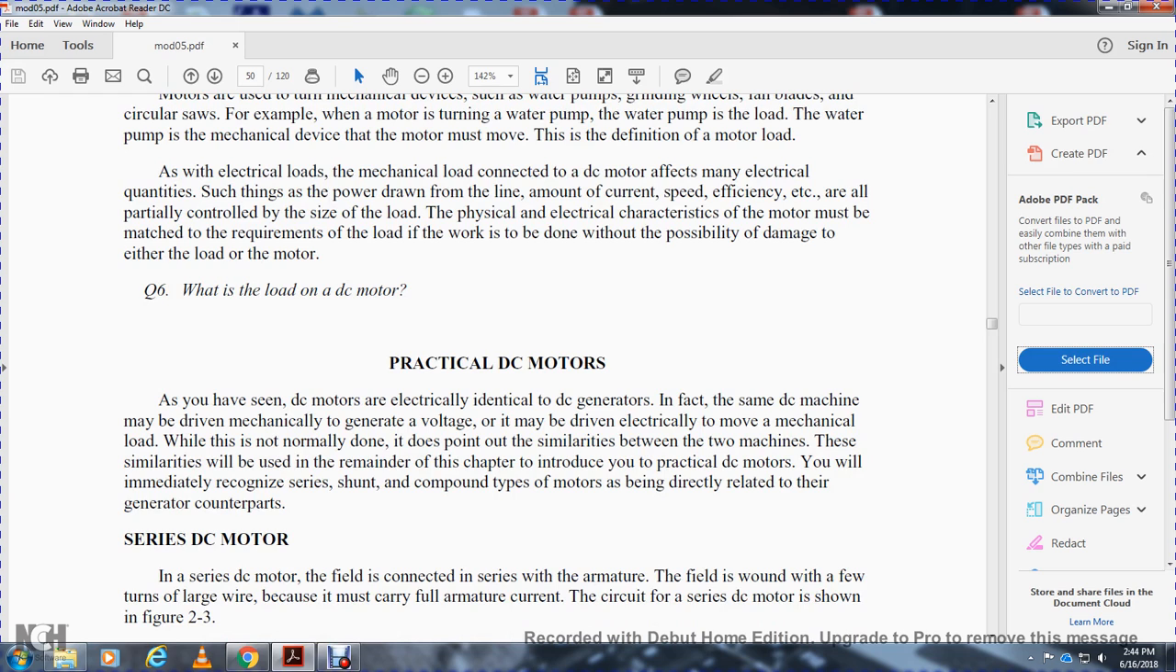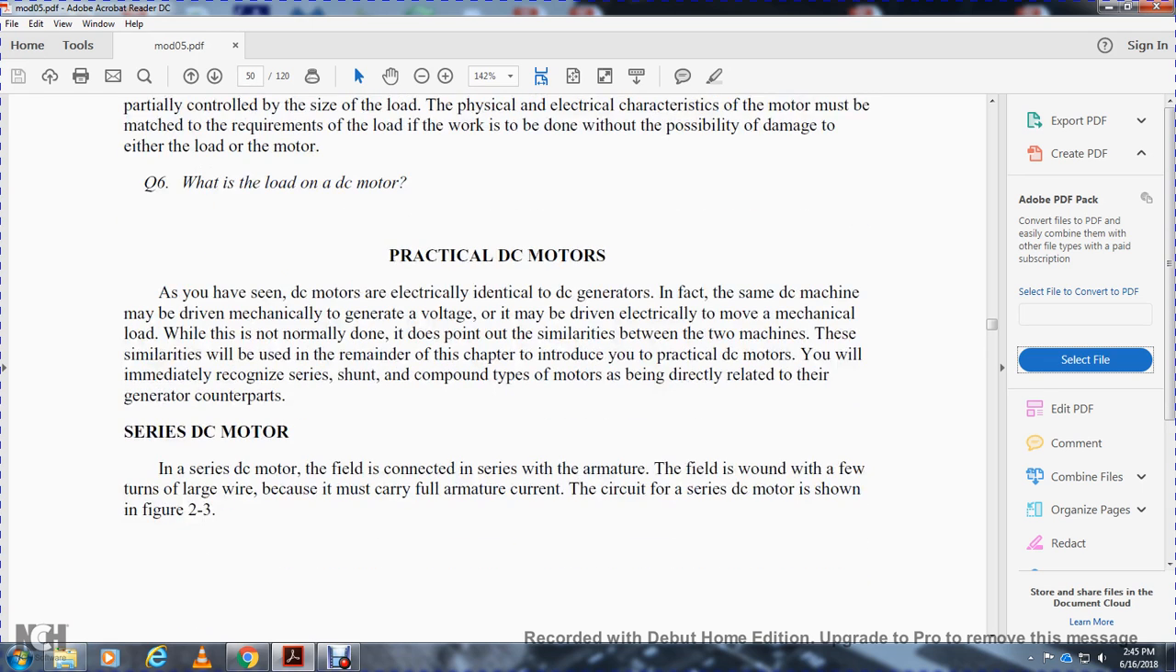In fact, some DC machines may be driven mechanically to generate voltage, and may be driven electrically to move a mechanical load. While this is not normally done, it does point out the similarities between the two machines. These similarities will be used in the remainder of the chapter and are introduced in practical DC motors. You will immediately recognize the series, shunt, and compound types of motors as being directly related to their generator counterparts.